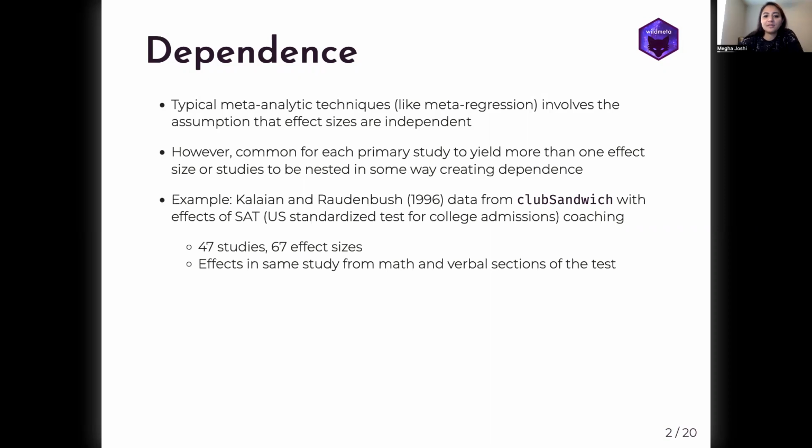For example, there's this meta-analytic data in James's clubSandwich package that contains effects of SAT coaching on student achievement. The data has 47 studies and 67 effect sizes, with some primary studies yielding more than one effect size. There are effects from the same study for math and verbal sections of the test.